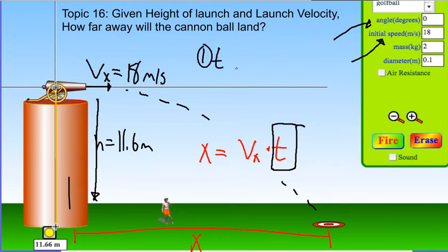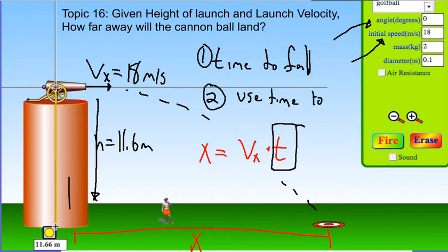Step 1, time to fall. As if it weren't launched at all, as if it were just dropped. It's exactly the same, just like the bullet video we saw for Mythbusters. Step 2, use time to solve for the distance, horizontal, or x. Those are our two steps. The time to fall tells us how long it's being shot forward, which we can use to find our distance. Let's do part 1.